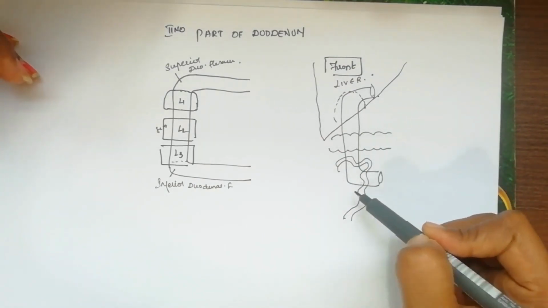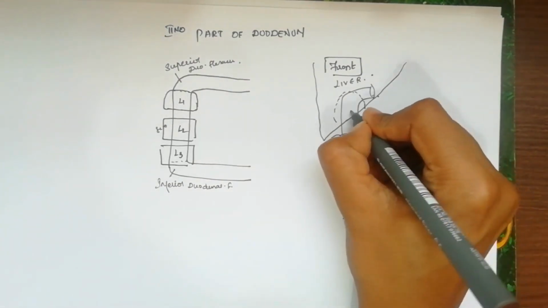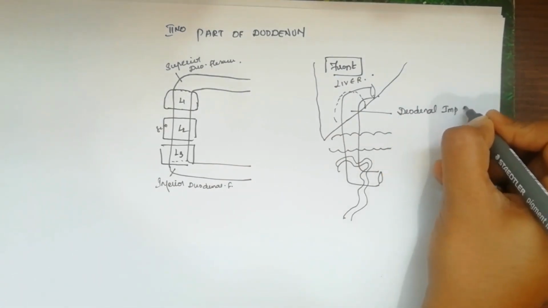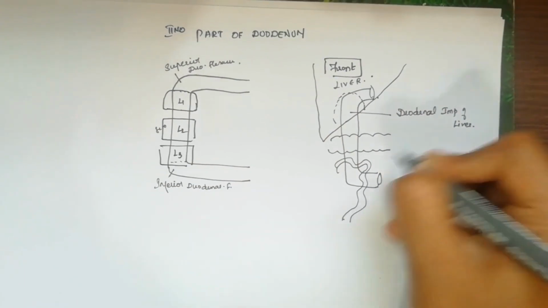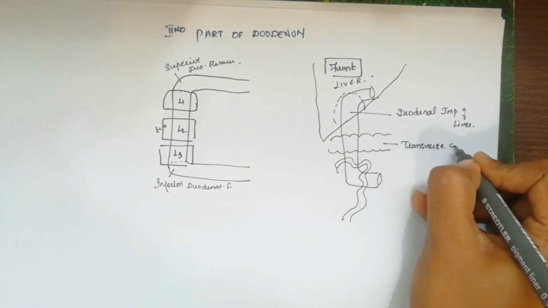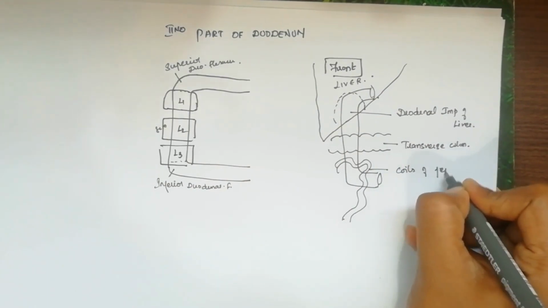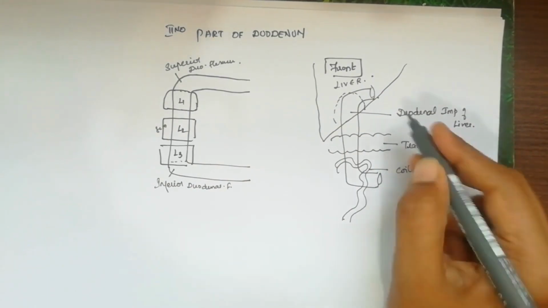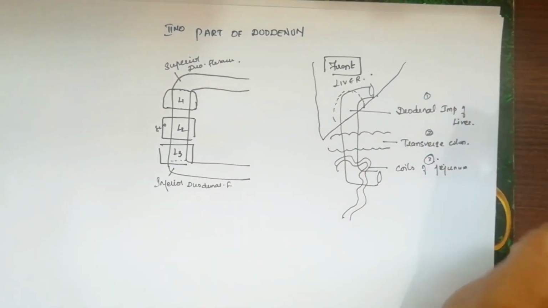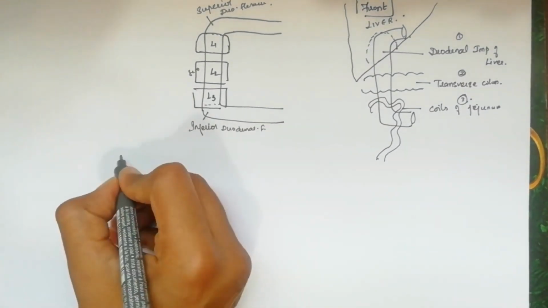So these are the structures related anterior to the second part of duodenum. I will repeat again: first is the duodenal impression of liver, which is seen in the inferior surface of liver, then the second relation is transverse colon, and the third relation is coils of jejunum. So these are the front relations, which are 3 in number. Now we will move on to the behind relation or posterior relation of this second part.